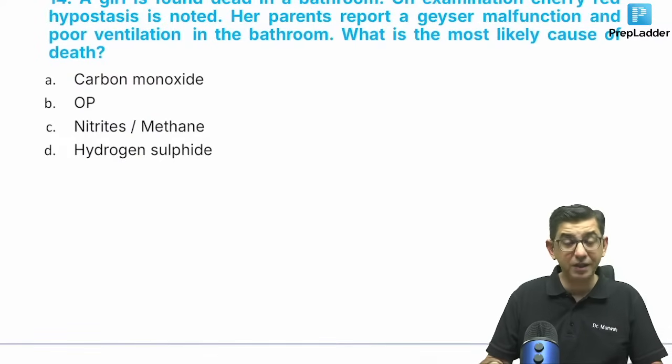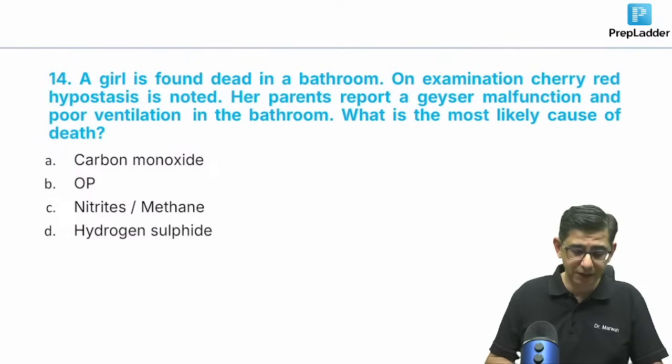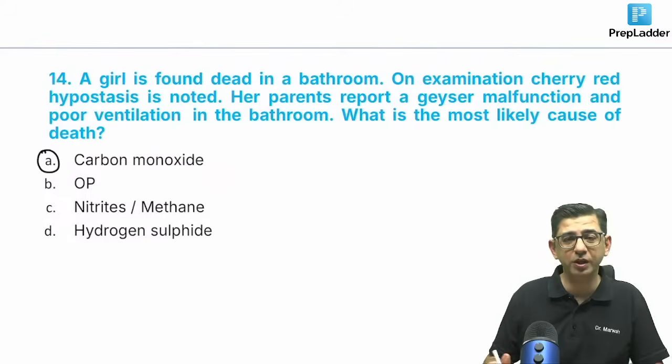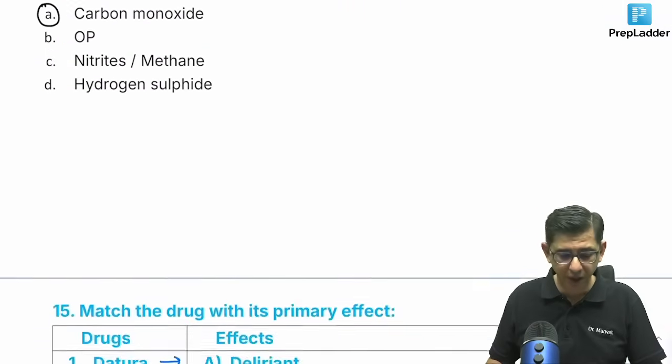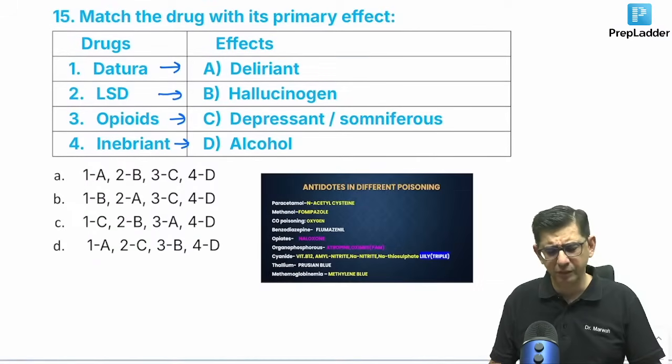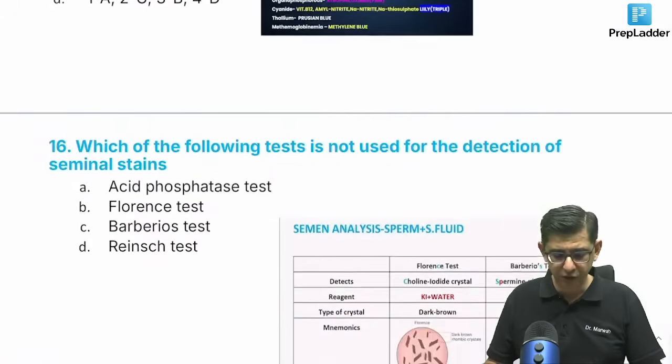Then was gas geyser. I always speak about gas geyser poisoning, carbon monoxide poisoning, most of the time whenever we are discussing anemic hypoxia occurring in a patient. So we are sorted for this. Then the 15th was match the following. This is anyway matched already before you, and therefore this is sorted out.